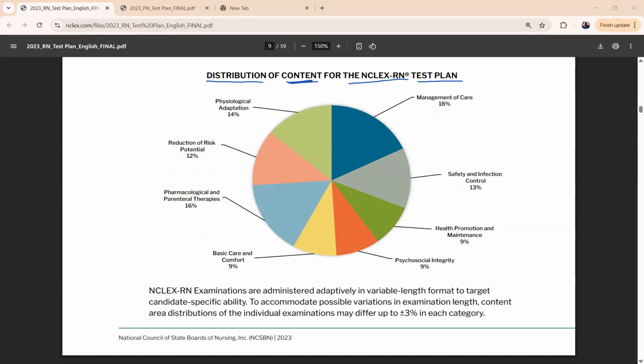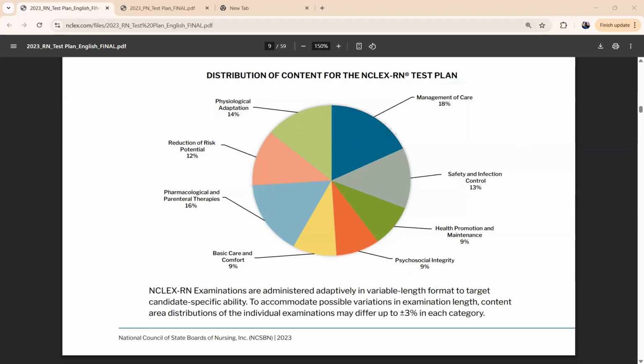So now the RN has 146 content. All the 146 content are distributed across these 8 client needs. If you've heard me many times, I mentioned the 8 client needs. Now let me explain again the 8 client needs so that you can understand.